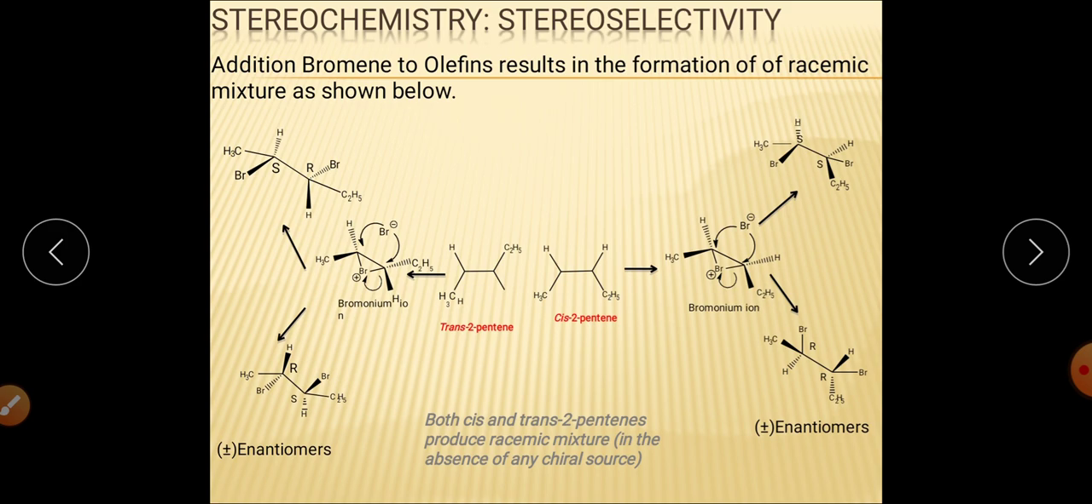So here the plus-minus enantiomers will be synthesized. You can see that when this bromine attacks from this particular face, this bond will be broken, and this bromine will now be attached to this particular carbon. And when this is attached to this particular carbon, now a bromine will come here.